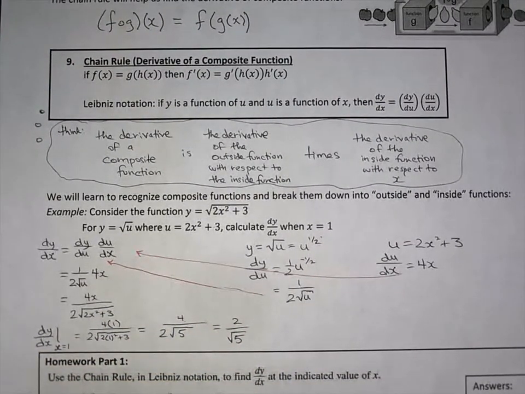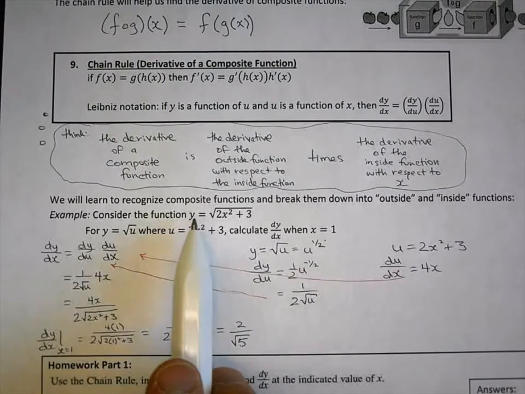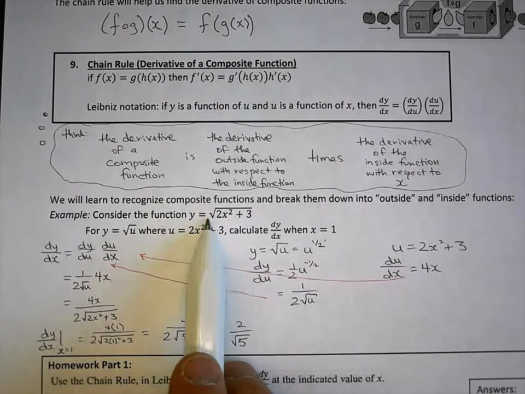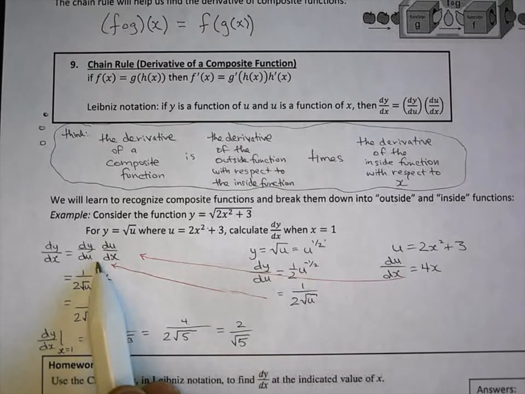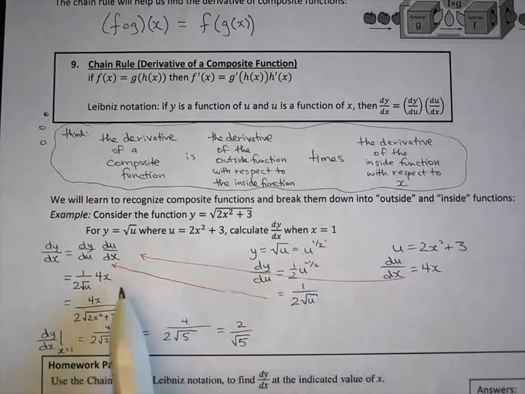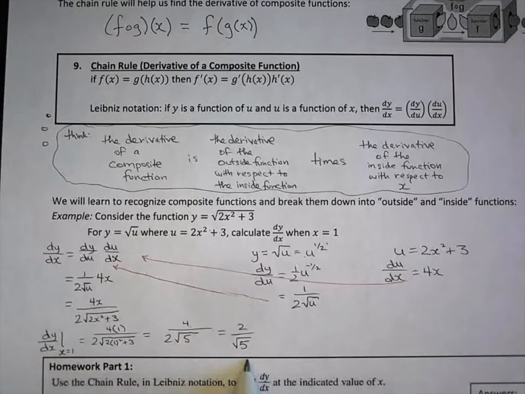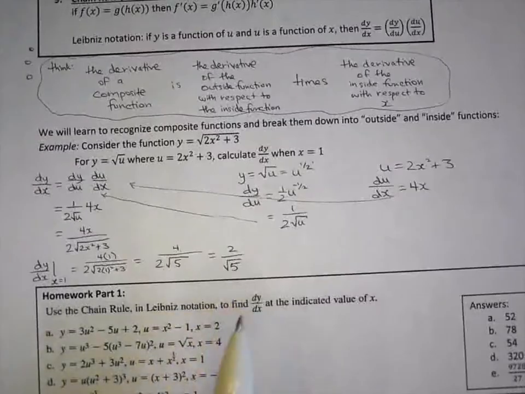So I end up with 2 over root 5. Cool. So that's Leibniz notation. Note how you took a complicated function, you broke it down into an inner and outer function, and then you used the formula we gave you. You had to find two derivatives and you multiplied them together. We got an answer. So there's some practice.